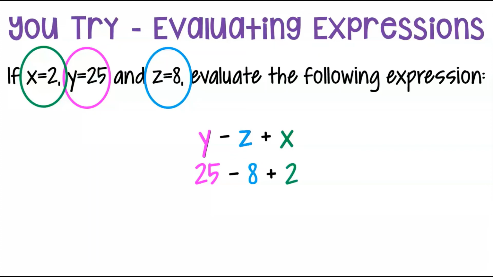Then we're going to use the order of operations. Well, addition and subtraction are a group from left to right. So we'll do the subtraction first. And 25 minus 8 is 17. Then we'll add the 2 to get a grand total of 19. So the value of y minus z plus x when y is equal to 25, z is equal to 8, and x is equal to 2 is 19.